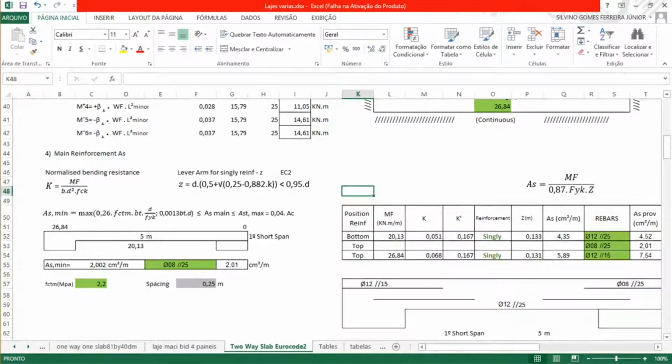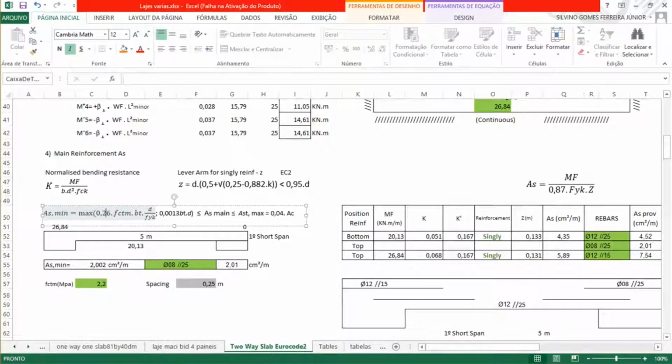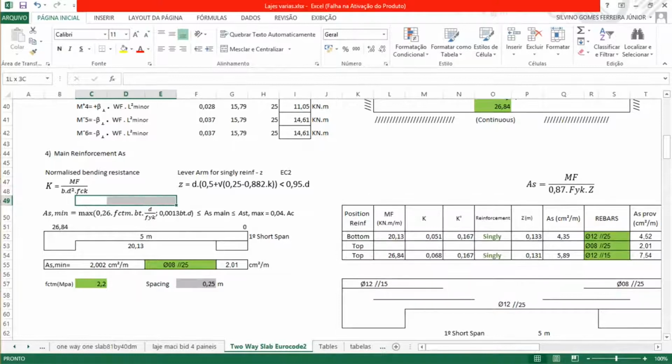And to calculate this reinforcement, we'll always have to check the minimum reinforcement that is given by 0.26 multiplied by fctm multiplied by b multiplied by d divided by fyk, and this will always have to be minor than this one, 0.0013 multiplied by b multiplied by d. So this minimum reinforcement, the reinforcement that we'll have, has to be the maximum between these two values.